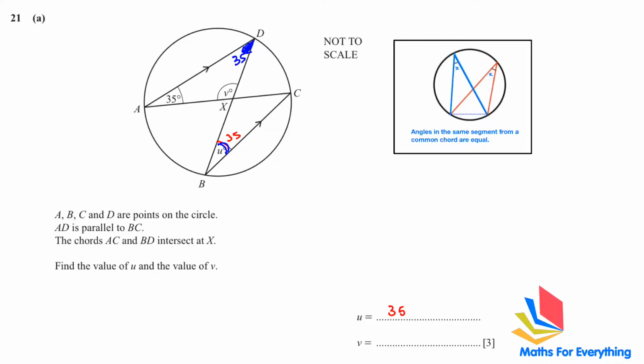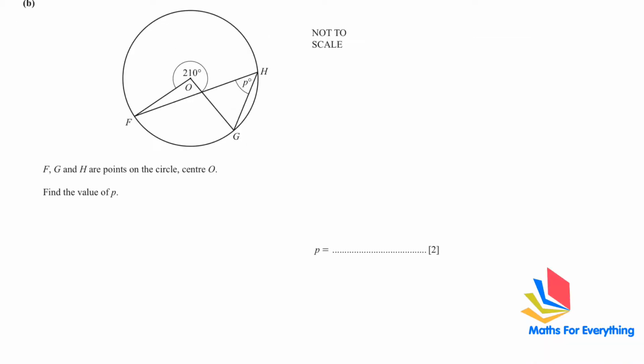Then you're going to use the fact that the sum of three angles in a triangle is equal to 180. So 35 plus 35 plus V is equal to 180. Therefore, V is equal to 180 minus 35 minus 35. That will give us 110. So V is 110.